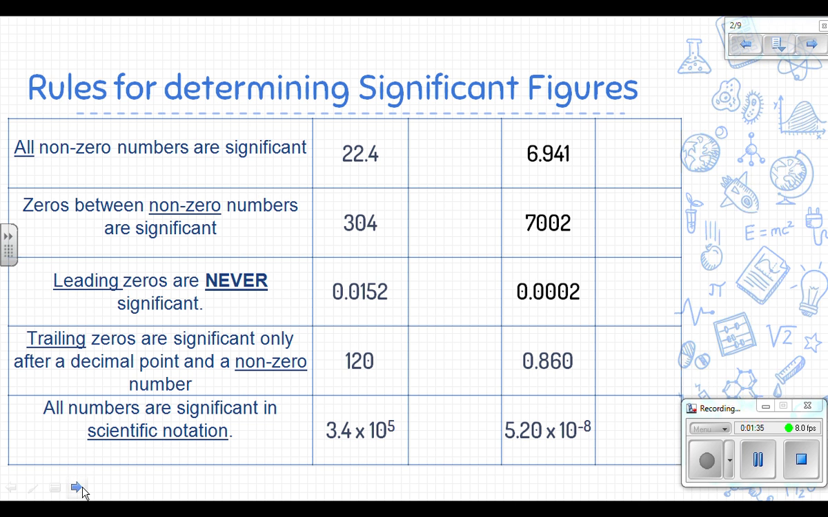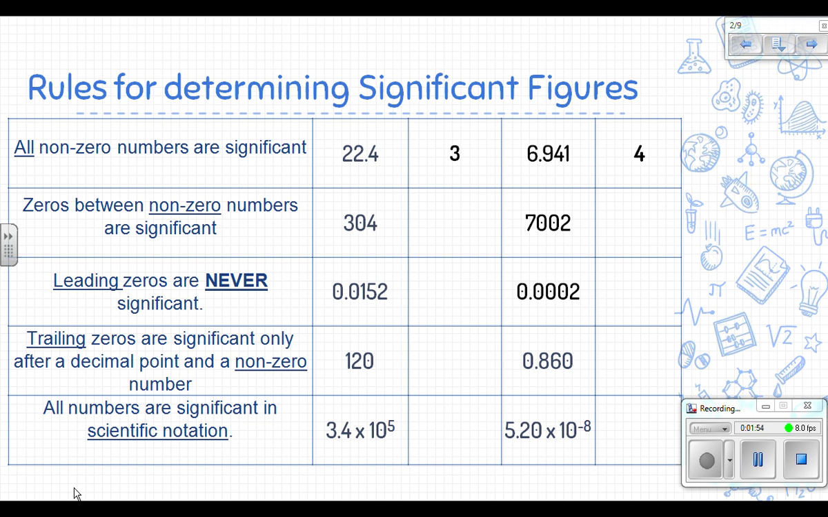They're all significant. So for this first example, 22.4, none of those are 0, so they're all significant. So there's 3 significant digits, or figures. Then 6, 9, 4, and 1, all non-zero numbers, so they're all significant. So that would be 4.